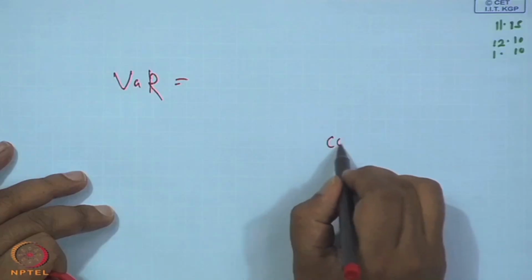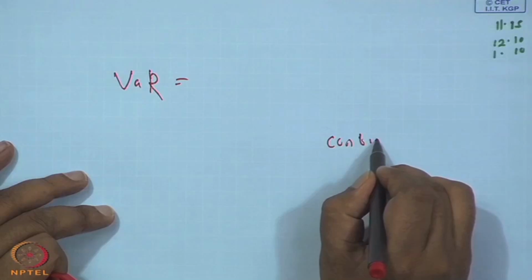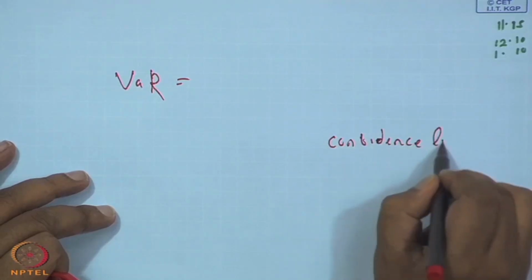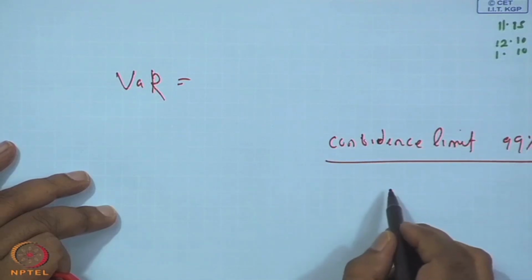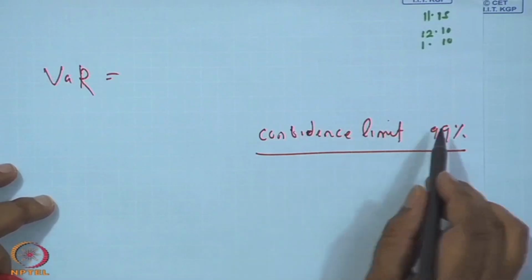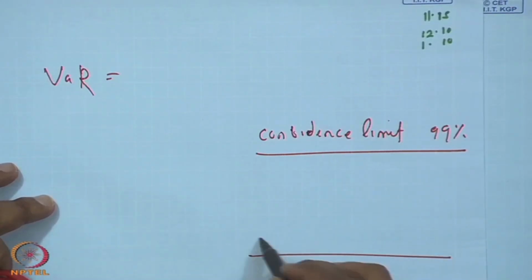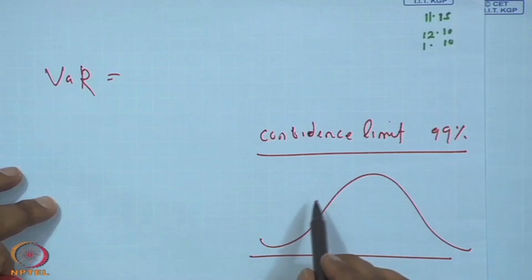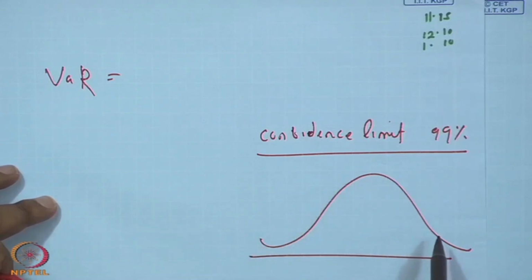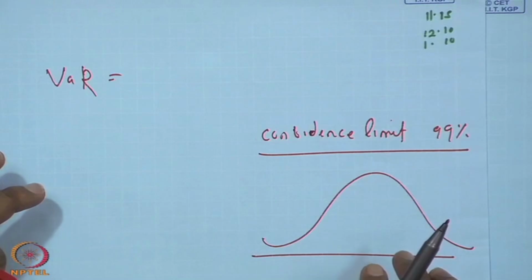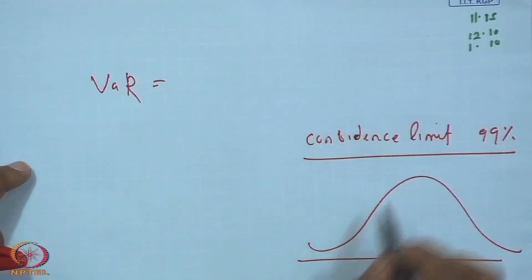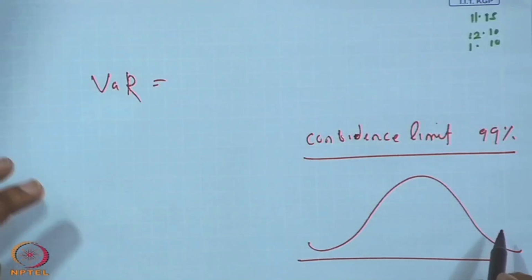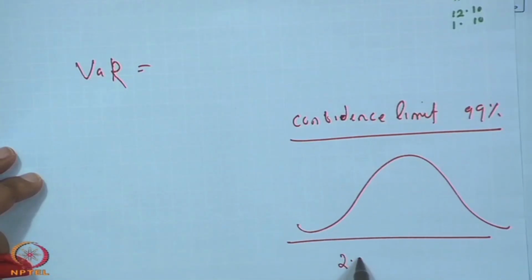You have a confidence limit, and my confidence limit is 99%. If you take a normal curve, I am 99% sure that the volatility of the Indian rupee, the spot exchange rate against the US dollar, will remain at the same pattern.